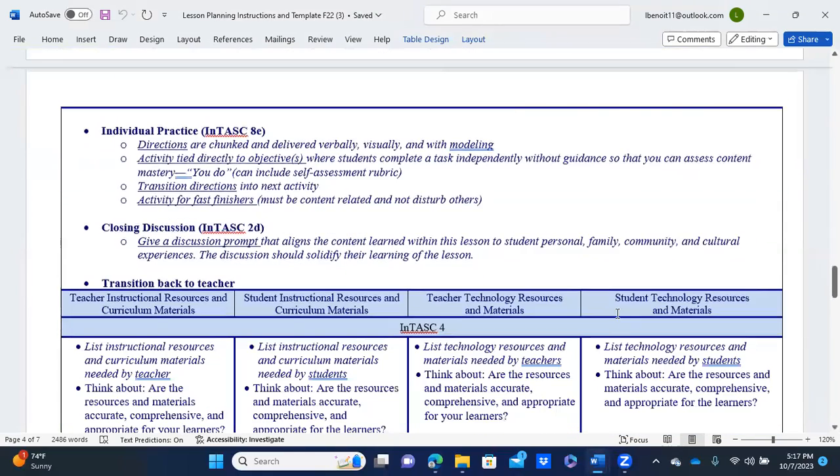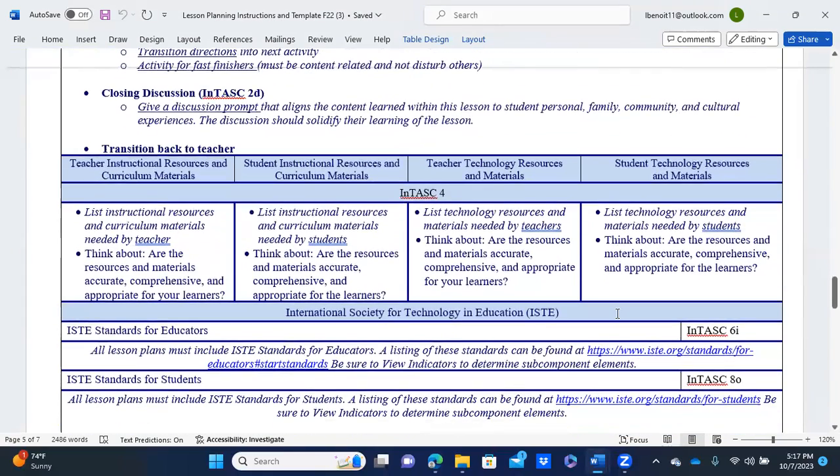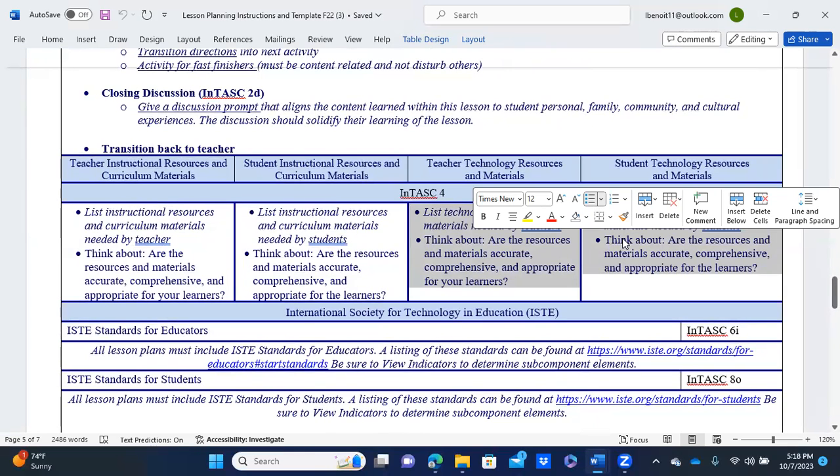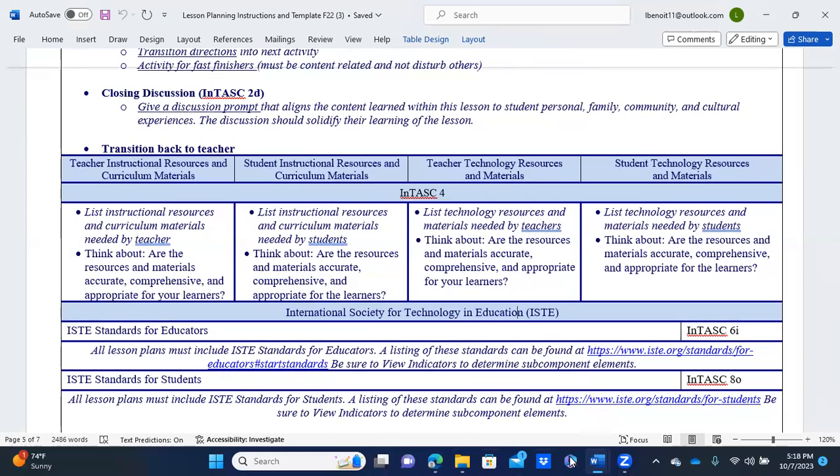And this is the instructional resources and curriculum materials. So this is for the teacher, the student, the teacher, the student. And this gives a place for you to list the resources. Think about the materials. Are they accurate? Are they comprehensive? Are they appropriate? Et cetera, et cetera. So you list instructional resources on this side, and you list technology resources on the right side. So the left side's instructional, technologies on the right side.